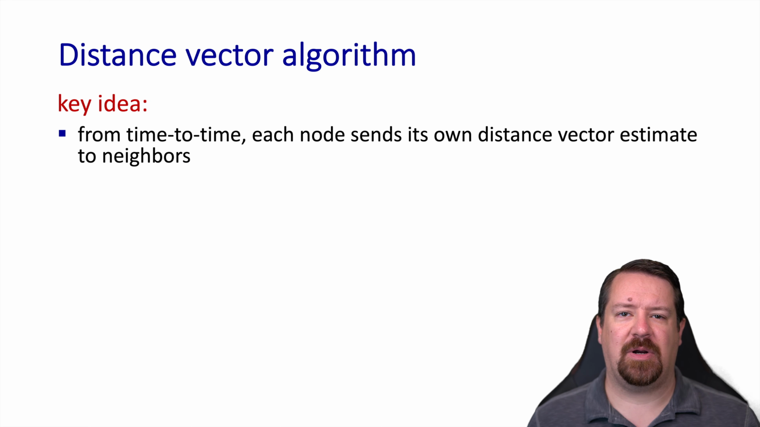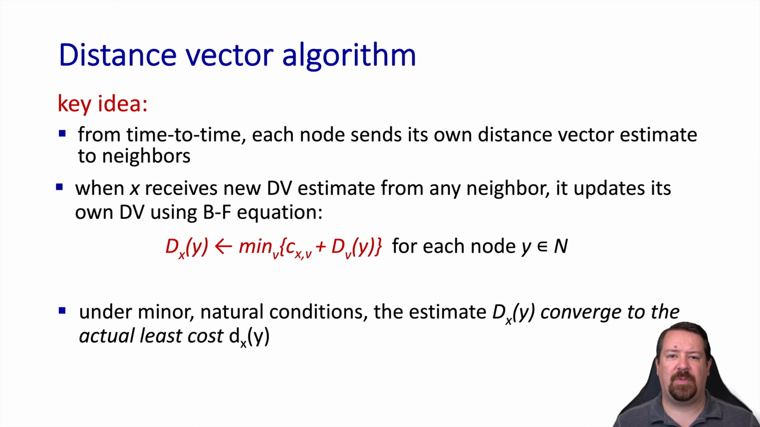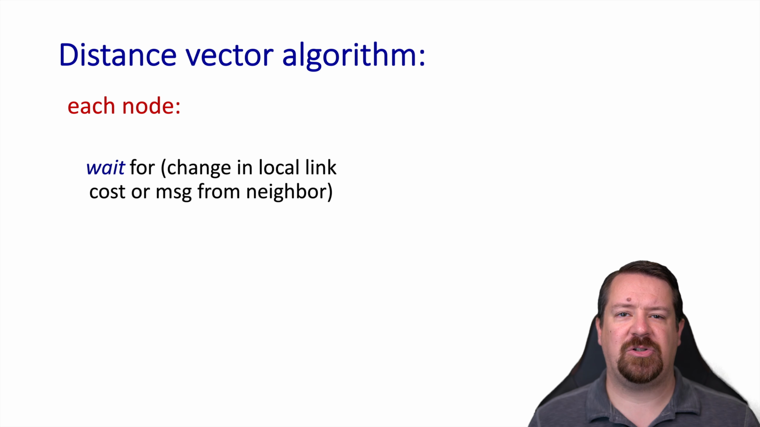Once it's completed this process, each node will send out its new distance vector. So then each node will have the updates from its neighbors and use the Bellman-Ford equation to update its own distance vector, and then repeat the process. Over time, all the nodes will converge to knowing the actual least cost to each of the destinations in the network. So each node waits for a change, either in the cost of a link that's adjacent to it or an update message from a neighbor.